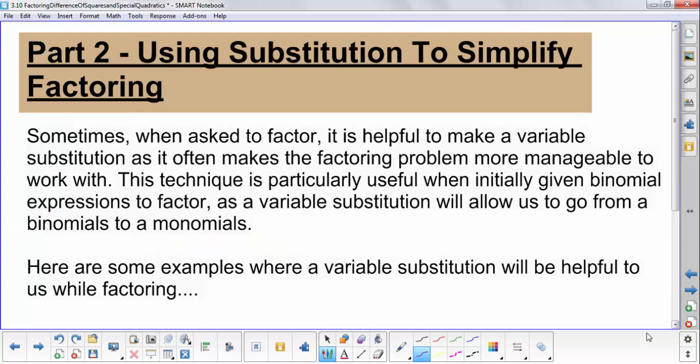So in the next few questions, you'll see a few binomials that are being squared. Sometimes it's helpful to use substitution. You can substitute that with a variable. I will show you both ways where you do use substitution or if you choose not to. And then it'll be up to you on how you tackle these questions.